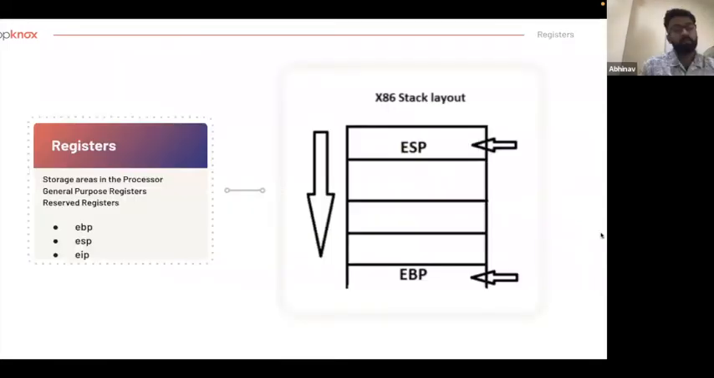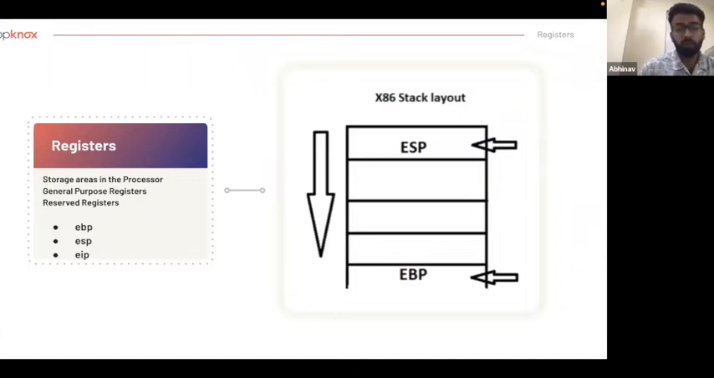The next component after the heap are registers. We briefly discussed registers in the previous slides. Registers are storage areas in the processor. When the processor needs to store any particular value during its operation, it uses a register. There are two broad specifications for registers. There is a set of general purpose registers and there are reserved registers. These have separate functions and are used in separate places in assembly. We will see the general purpose registers more in the future slides where they are used.